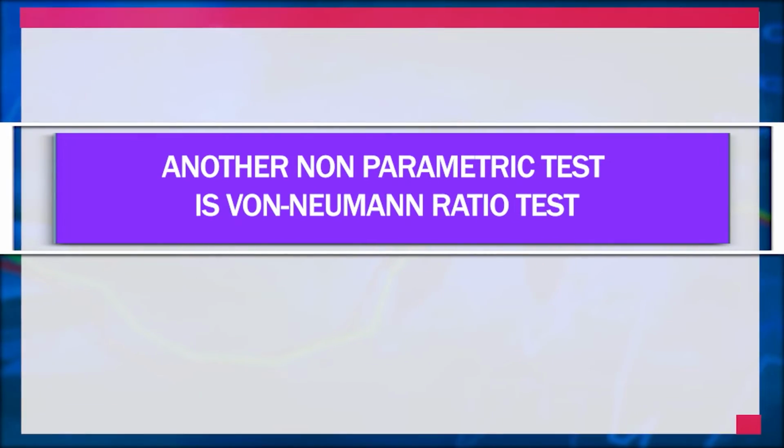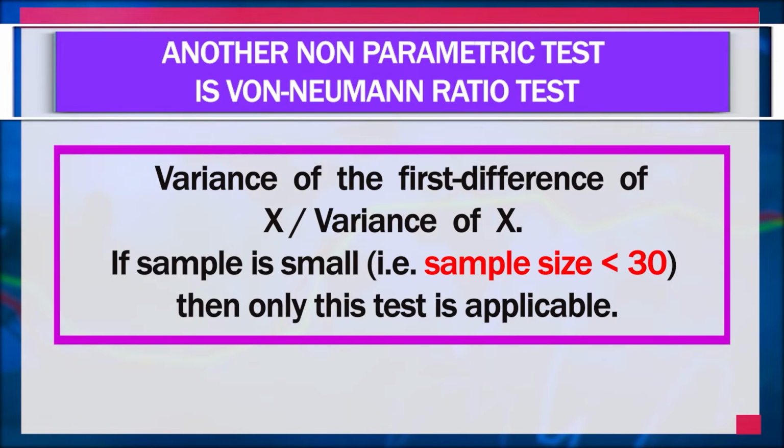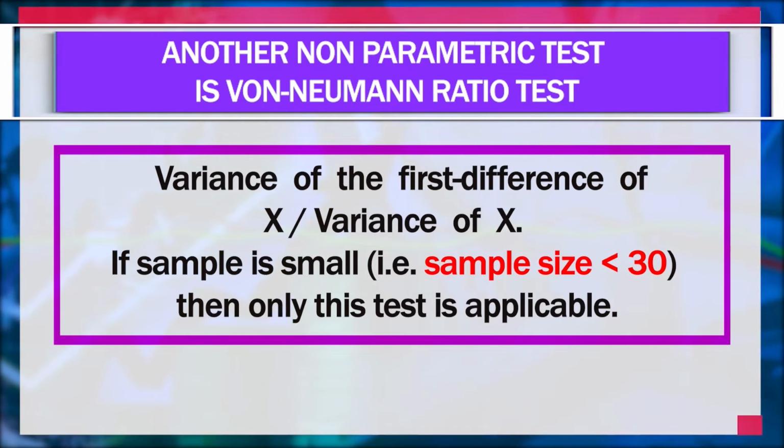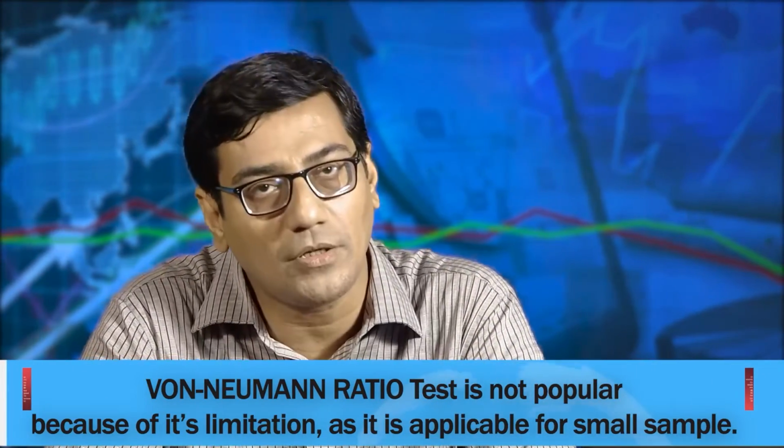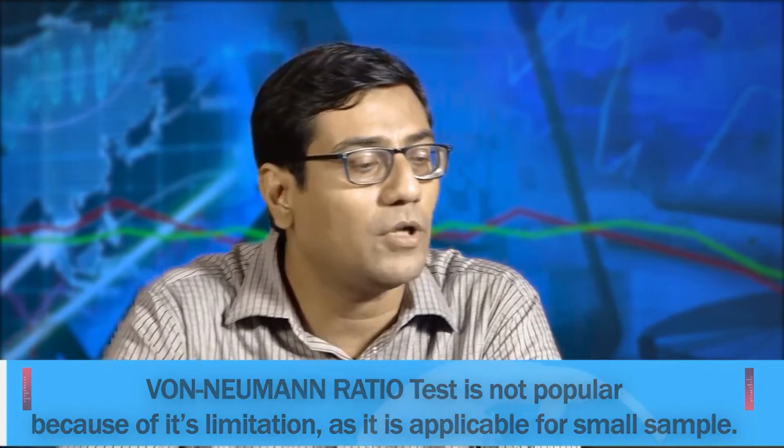Another non-parametric test is not done in a very serious manner, but we can have an idea about the test, which is called the von Neumann ratio test. This test is applicable mainly for small samples, when the data points are less than 30. So hardly any time series data exists for less than 30. However, if any data series has observations less than 30, we can take the first difference of variables and divide by the variance of x, and we can see whether the null hypothesis is accepted or rejected. This test is not so popular, and it has a limitation because it is applicable only for small samples.